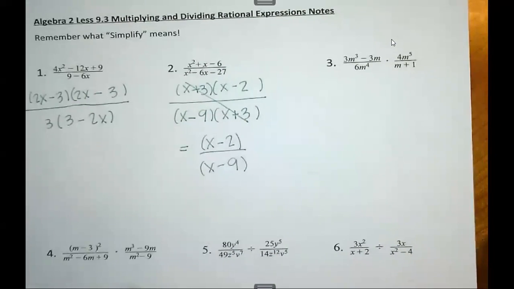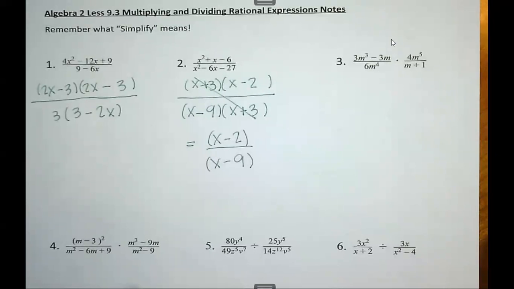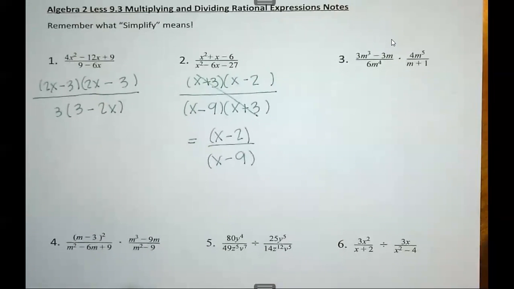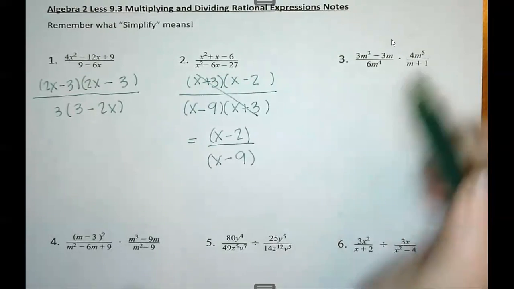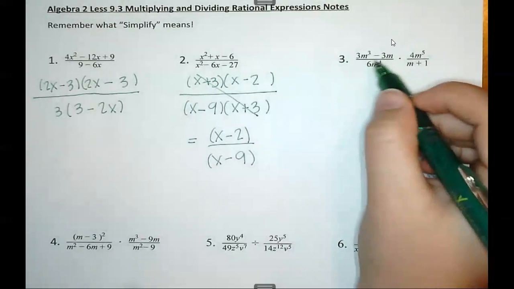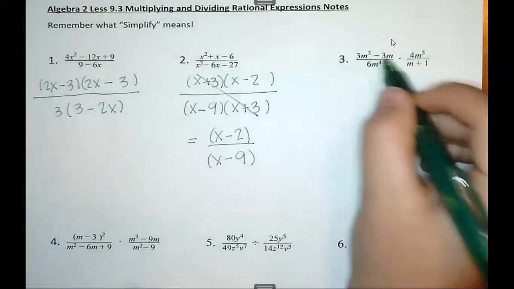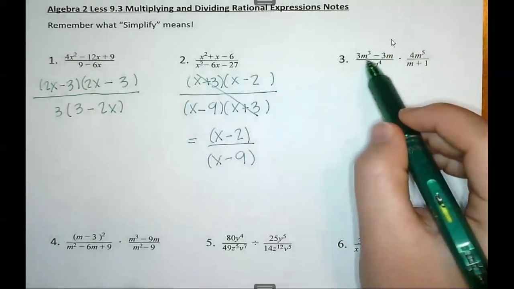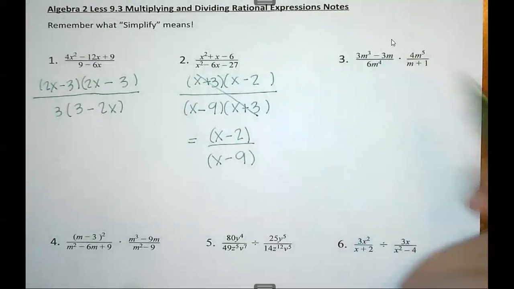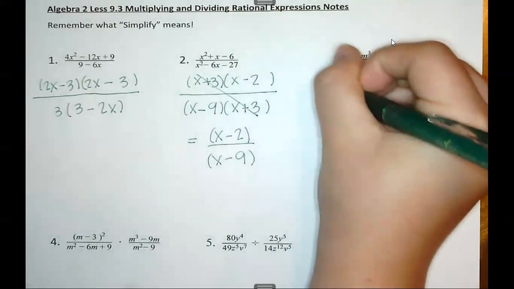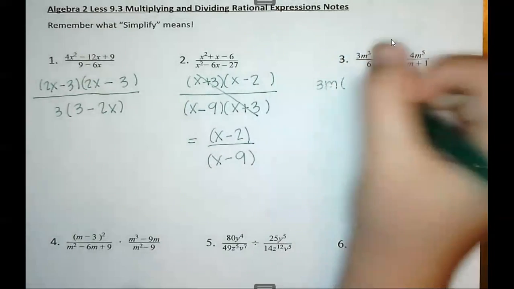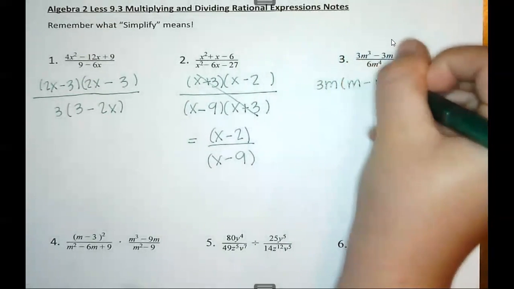Okay, we will still be doing the same thing. If it's in the top, we want to try and cancel it with something in the bottom when we start multiplying and dividing. So here on number 3, the first thing I'm going to do before I ever actually multiply anything together is I'm going to pull a GCF out of the top in this first part. So it looks like I can pull a 3m out of both of these. So if I pull out 3m, that's going to leave me with m minus 1.